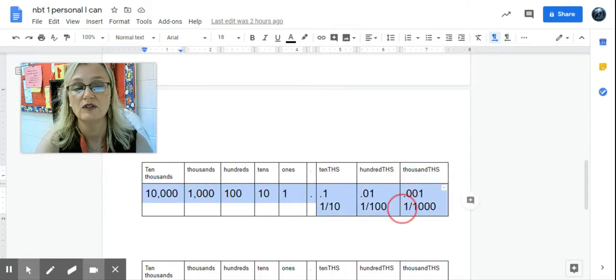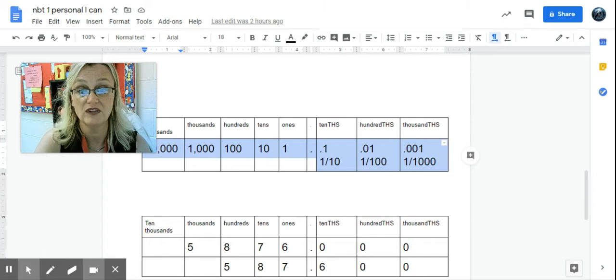I also wrote them in numerical form. And if you notice, it's just adding a 0 each time going left. Going right, it's basically, you could say, moving the decimal point to the left. Also, I'm showing decimal and fraction form. We will be dealing with both this year.